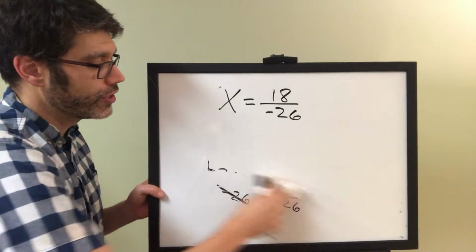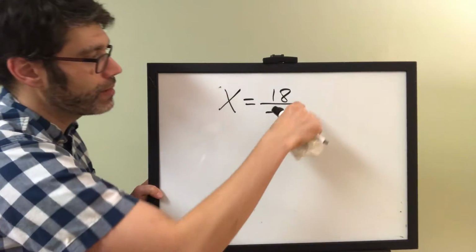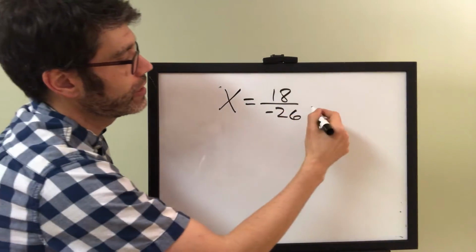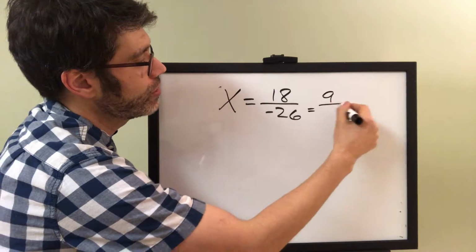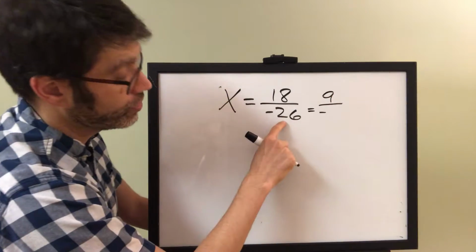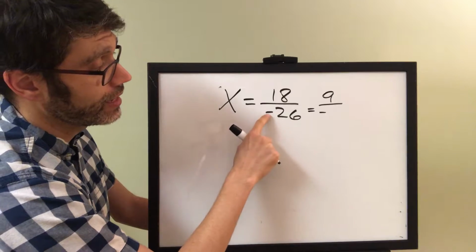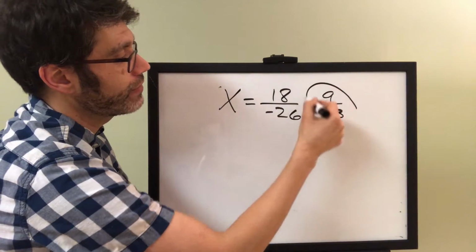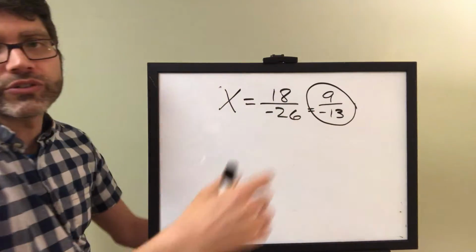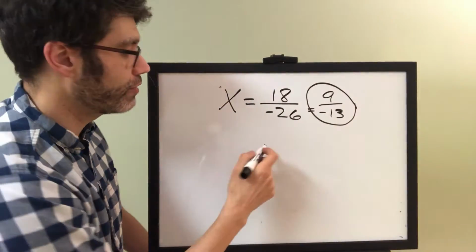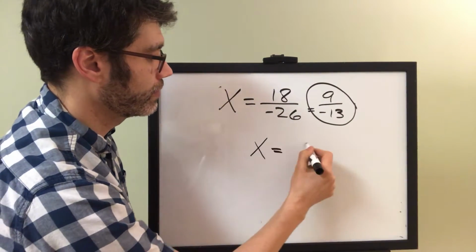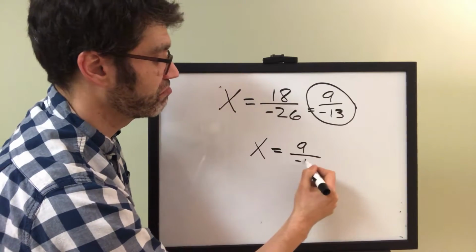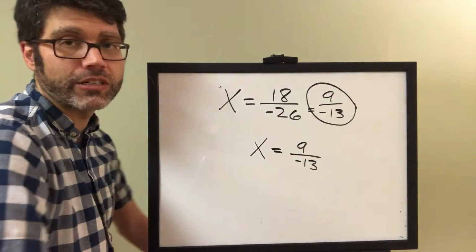Okay, now we can reduce that. They're both even numbers, top and bottom, so 2 goes into 18 9 times, 2 goes into 26 13 times. We need to keep that negative. So 9 over -13, we can't reduce anymore. So that's our answer. That's a perfectly acceptable answer. Even though it's a fraction, it's a reduced fraction, and so that's all we need to do.